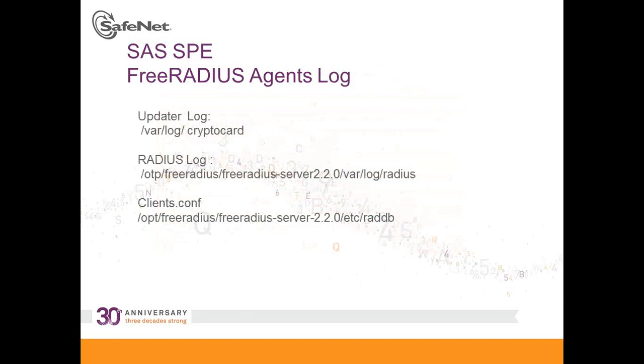So I want to point out some log directories right away that I feel are important. So the first one is the updater log. This is a log file that shows the FreeRADIUS updater working, polling SAS every so often to query if there are any auth nodes that have been added, and then updating the clients.conf file. We have our radius log, which shows us our pass fails, and we have the actual clients.conf file itself, where we're actually able to see these new auth nodes being added.